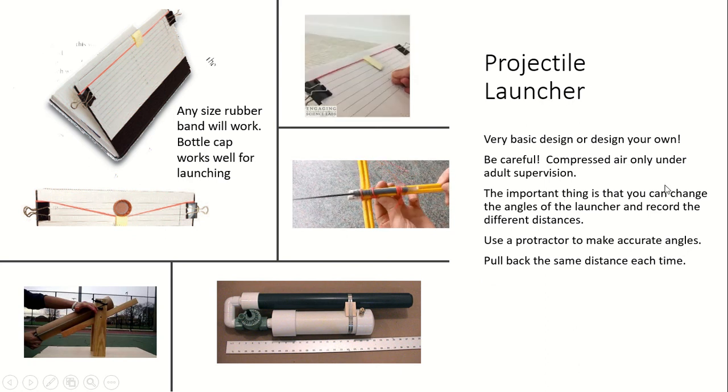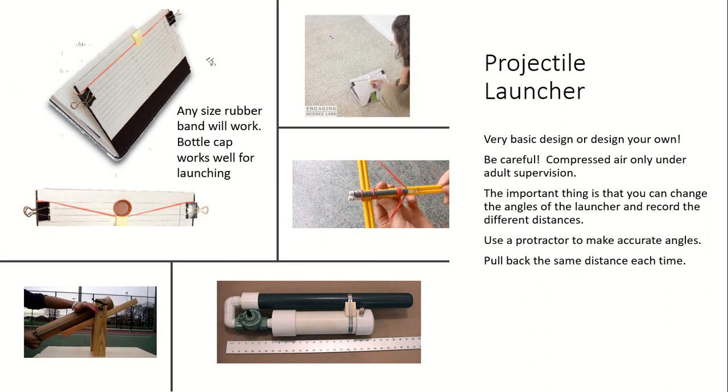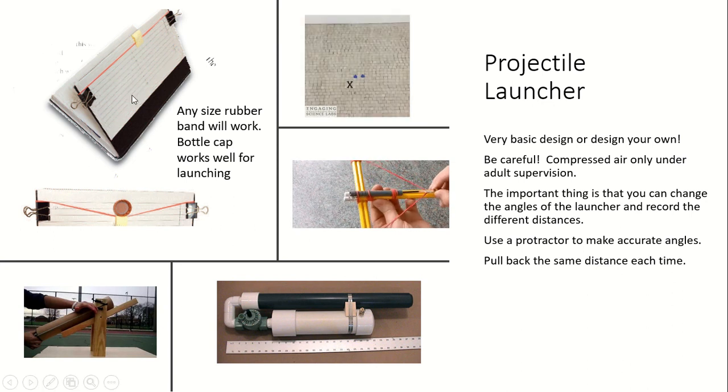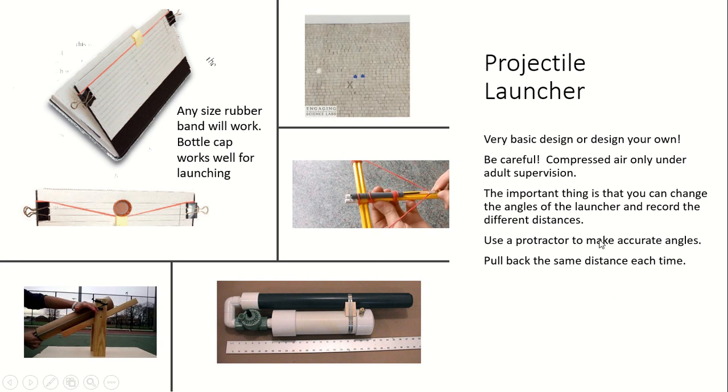Because this is what's important. I got it here. Look, be careful. I take no responsibility. Compressed air, or there should be no flammables. I take no responsibility for that. I'm leaning towards the rubber band. The important thing is you can change the angle of the launcher to record the distances, and use a protractor to make those angles. And if you're using a rubber band, make sure you pull it back the same distance, eliminate any extra variables.